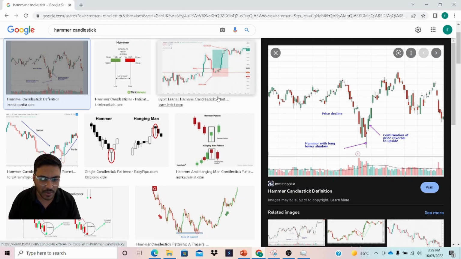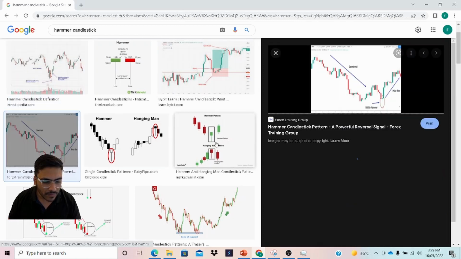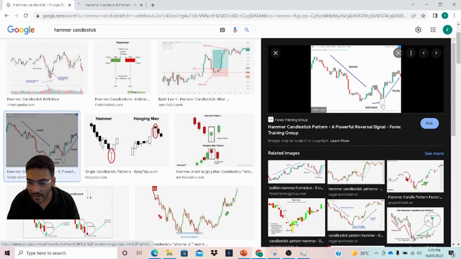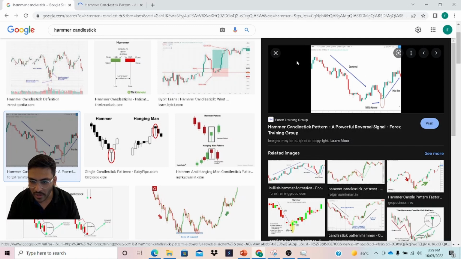Let's see some other example. As you can see over here, this is a hammer. There's a downward trend, and there's a hammer appearing here. The next day, there's a green candle which acts as a confirmation, and then there is a price reversal. Prices started rising.